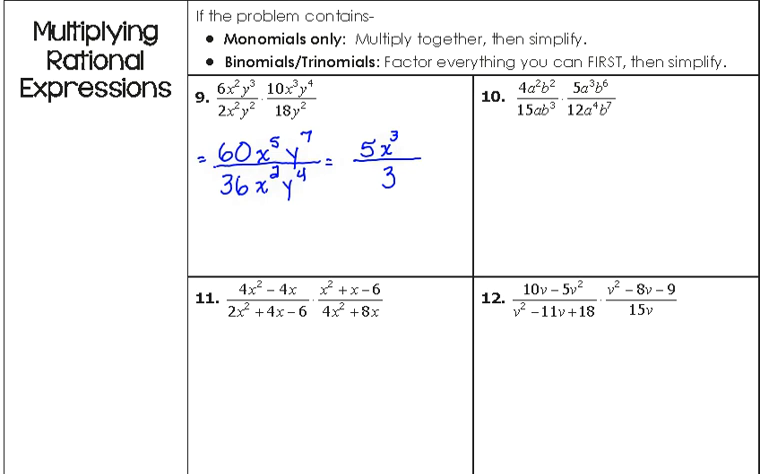Same thing with y to the 7th over y to the 4th. 7 minus 4 is 3. It was bigger in the numerator, so that's where it goes. Okay, and that is fully simplified. Okay, we have multiplied it out and we have simplified. So those are equivalent to each other.